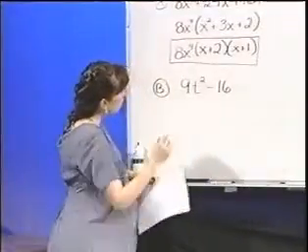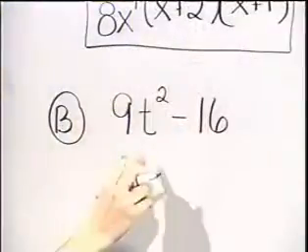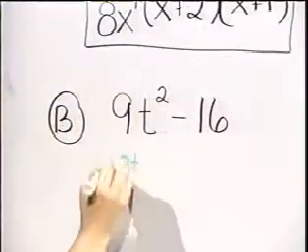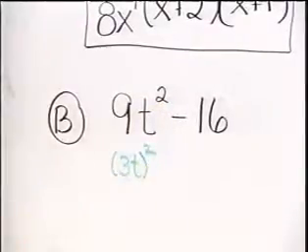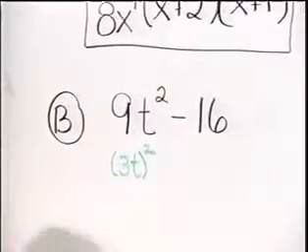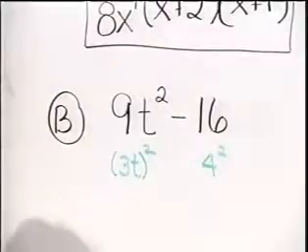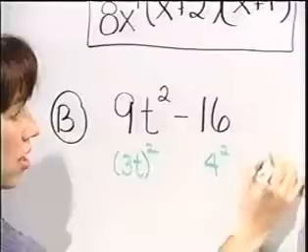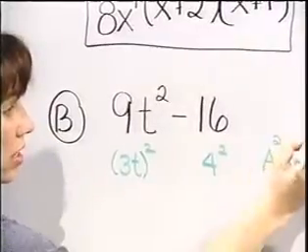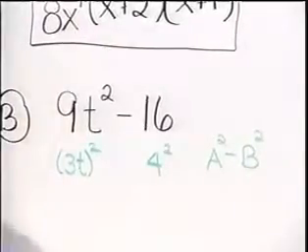Looking closer at it, 9t squared, well, 9 is in fact 3 squared, and t squared is t squared. In other words, 9t squared is actually (3t) squared. So in fact, the first term is a square of 3t. The second term is also a square. 4 squared is 16. Therefore, this is a difference of squares. It's the formula a squared minus b squared. It's a difference of squares, and therefore you can factor that.